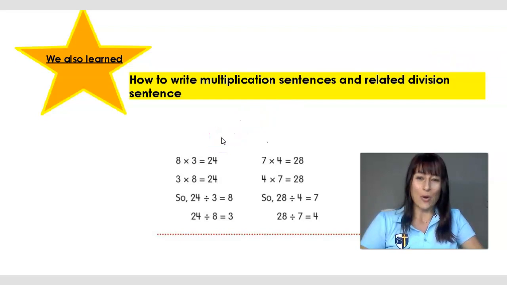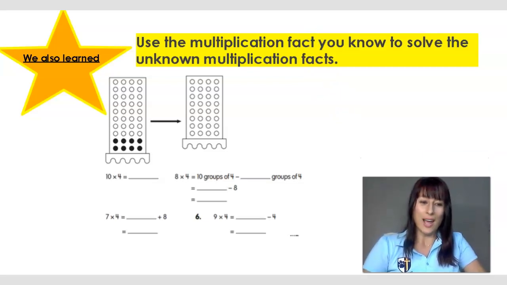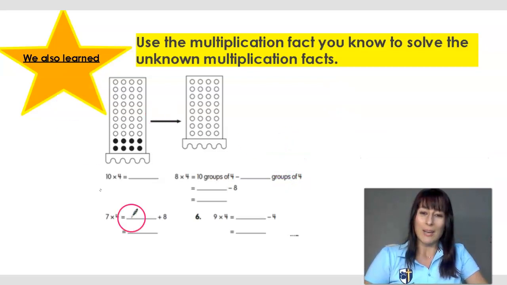The next star goes to us for that we learn how to use the multiplication fact that you know to solve the unknown multiplication facts. Wow, so remember this one? I talked to you about that when we have to solve the problem 8 multiplied by 4. This is the problem that they want us to solve. What is 8 multiplied by 4? And we have here another problem. They want us to solve these 3 problems. Great, let's do it. We can do this.